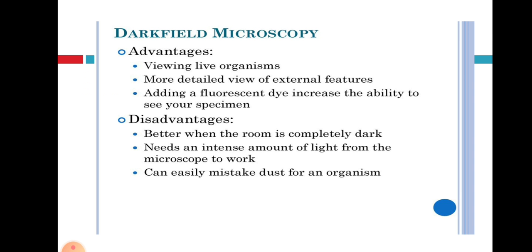Advantages of dark field microscope: it helps in viewing live or unstained microorganisms, because staining leads to killing of the organism. It gives a more detailed view of external features. Adding a fluorescent dye increases the ability to see the specimen. Disadvantages are that it works better when the room is completely dark, it needs an intense amount of light from the microscope to work, and dust can easily be mistaken for an organism.